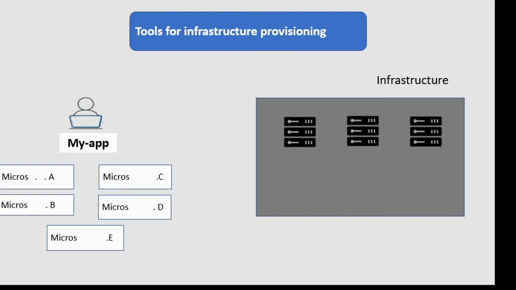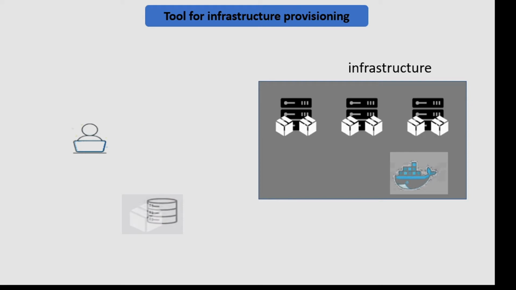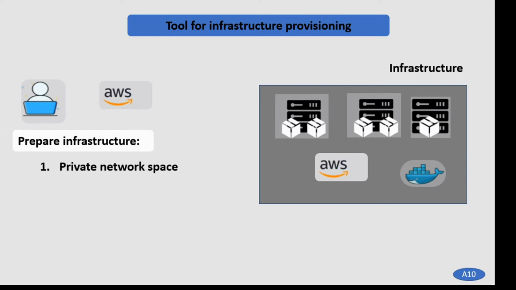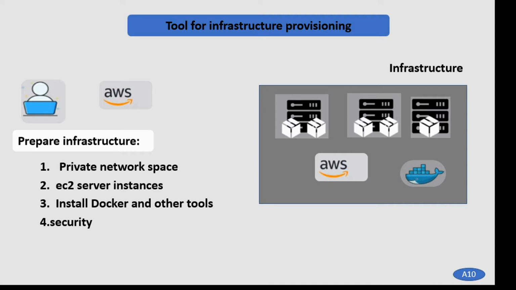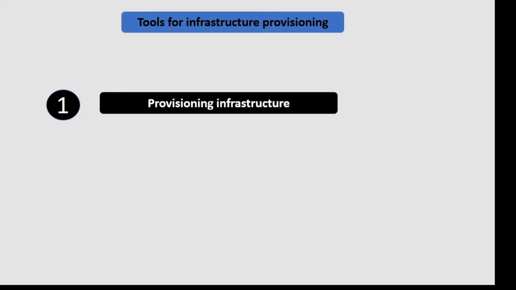You decide to use the AWS platform to build your whole infrastructure, and so the first step will be to go to AWS and prepare the setup so the application can be deployed there. This means you create your private network space, you create the servers, the EC2 server instances, you install Docker on each one of those, plus any other tools that you might need for your application. You set up security on your servers like firewalls, you set up the network, etc. Once the infrastructure is prepared, you can now deploy your Docker applications and Docker containers on that prepared infrastructure.